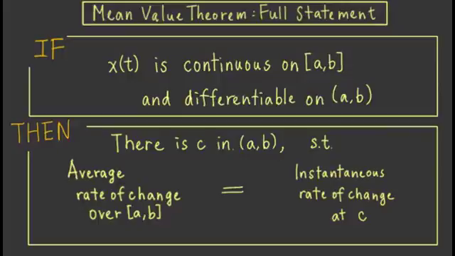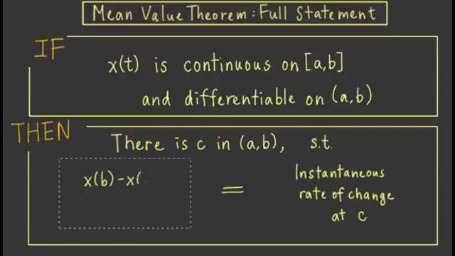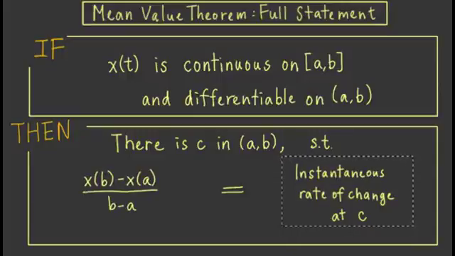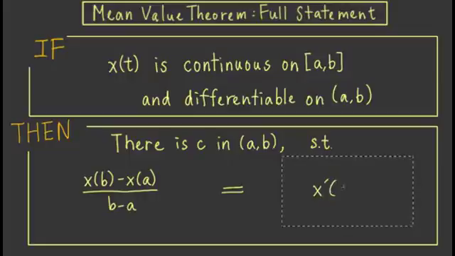Let's write this conclusion in terms of formula now rather than words. The average rate of change from a to b is equal to x of b minus x of a divided by b minus a. And the instantaneous rate of change at C is equal to x prime of C.